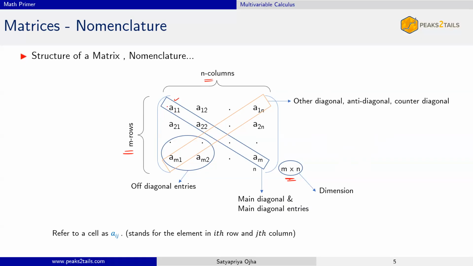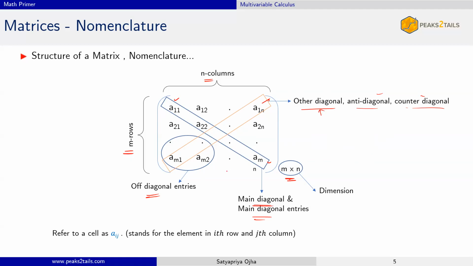This diagonal from the top left to bottom right is called the main diagonal. All of the elements in that main diagonal are called main diagonal entries. Anything that is not on the main diagonal is called off diagonal entries. And this one is the other diagonal, as the name suggests. You can say anti-diagonal or counter-diagonal, but nobody says these. People typically say the other diagonal, the orange one.